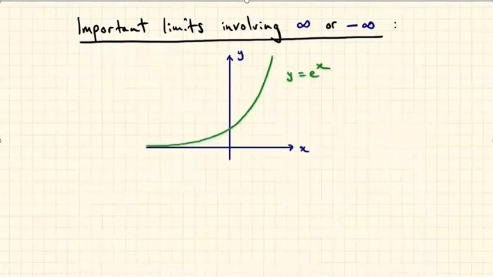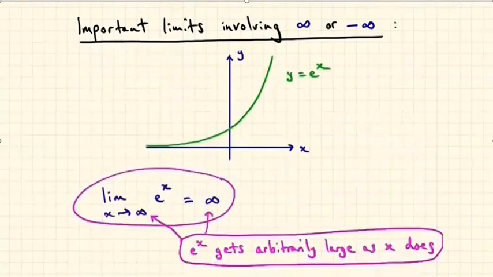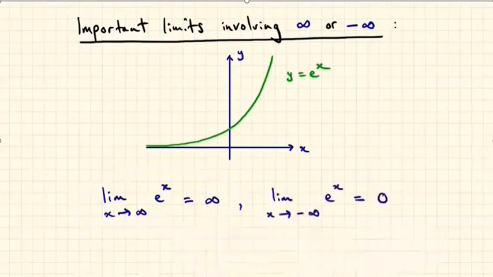If we look at the natural exponential function, we see that e to the x gets arbitrarily large and positive as x does, captured by the statement in limit notation. And notice that we're using the infinity symbol as a value for the limit, even though it's not a number. It's just notation that says that the values become arbitrarily large without bound.